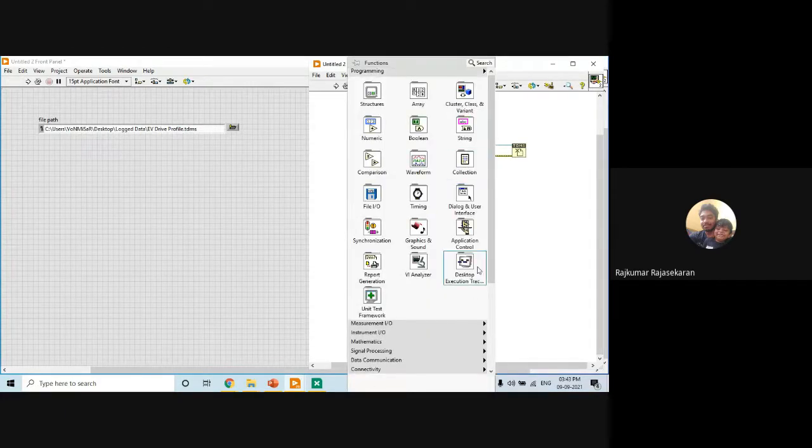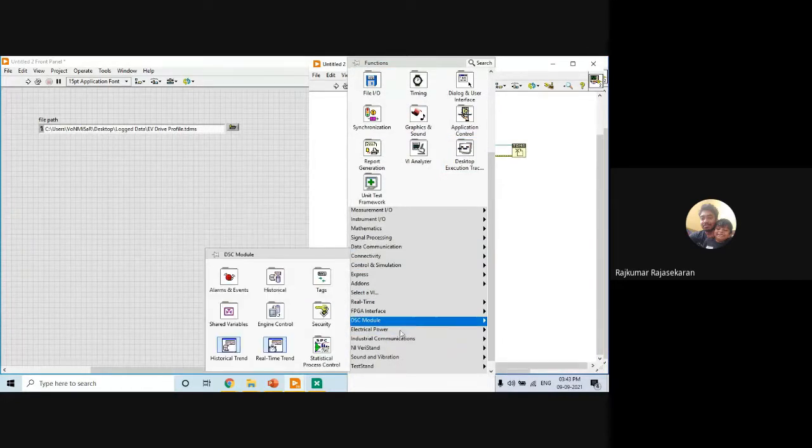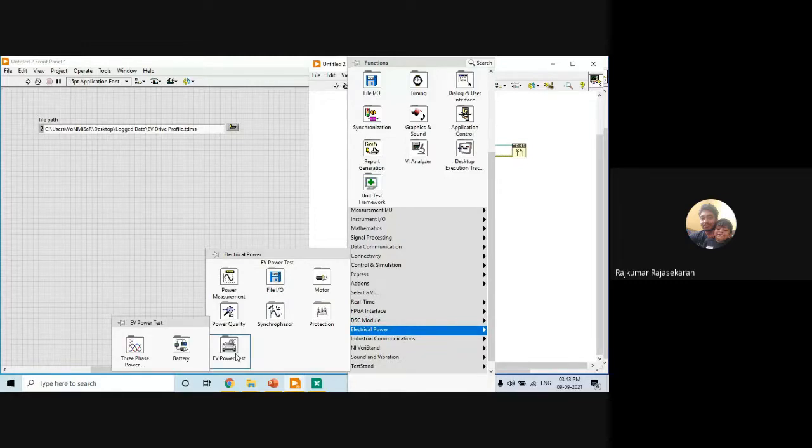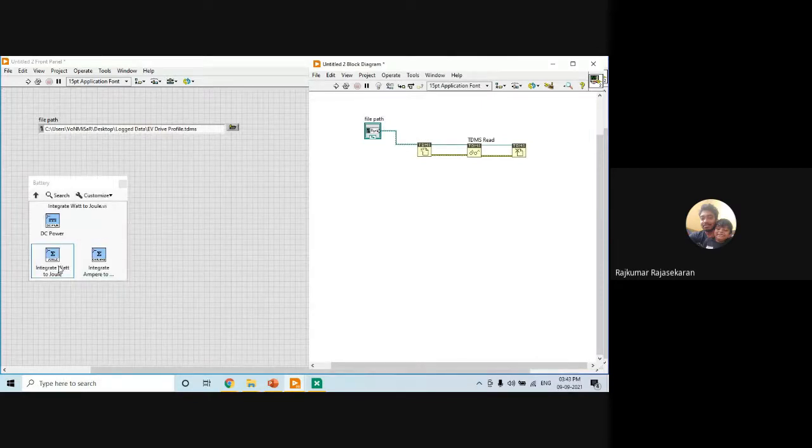It turns out that we have certain functions. If you see in electrical power simulation, EV test, we have functions like integrate watt to joule. Joule is nothing but the energy expended by the battery. And in order to get the coulomb, which is nothing but charge, we'll integrate ampere. So we need to extract these values to get the data.